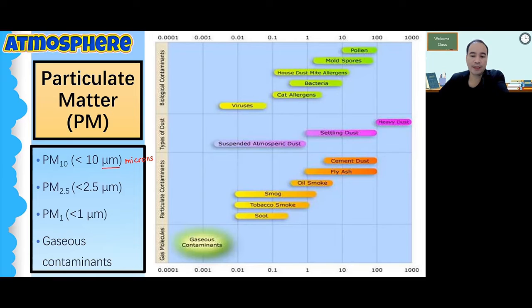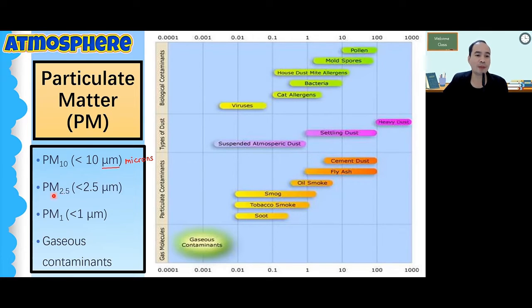What else? Particulate matter also comes in different labels. We have here your PM10, PM2.5, and PM1. As the number gets smaller, the size of that dust or particles also gets smaller. For example, we have here your PM10. We have here your pollen, your spores, right?